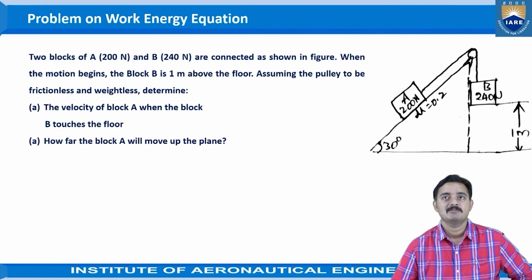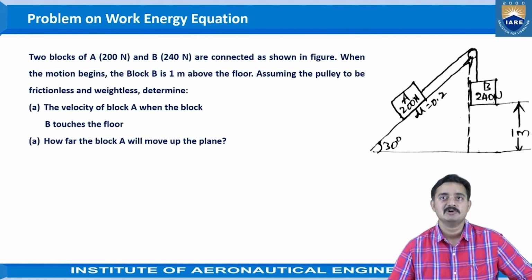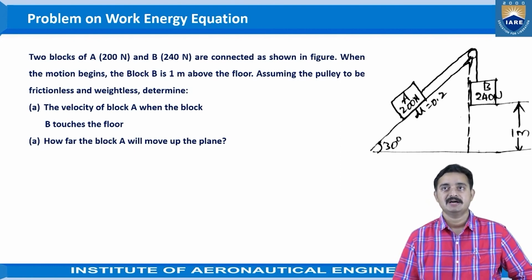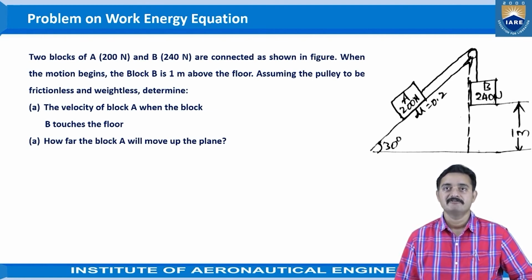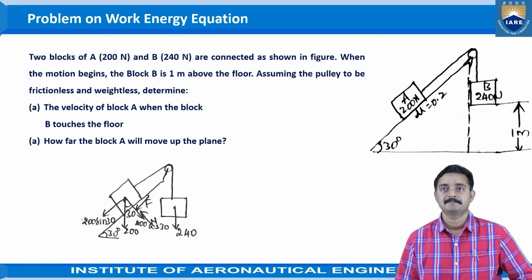Now let us do a problem on the connected bodies. Two blocks, A 200 Newton and B 240 Newton, are connected as shown in the figure. When the motion begins, the block B is 1 meter above the floor. Assuming the pulley to be frictionless and weightless, determine the velocity of block A when the block B touches the floor. And second, how far the block A will move up the plane.